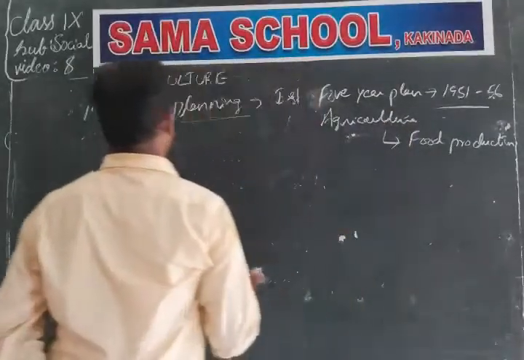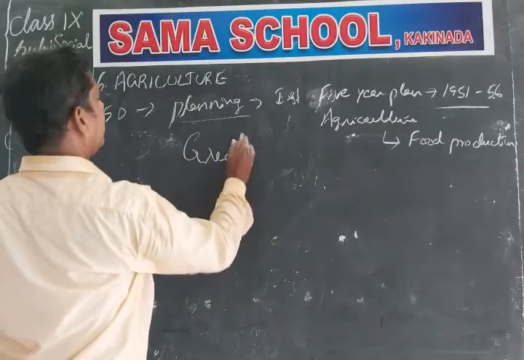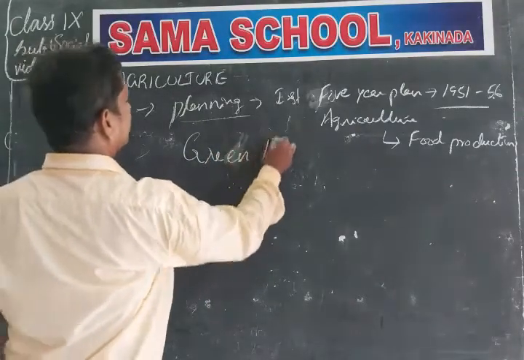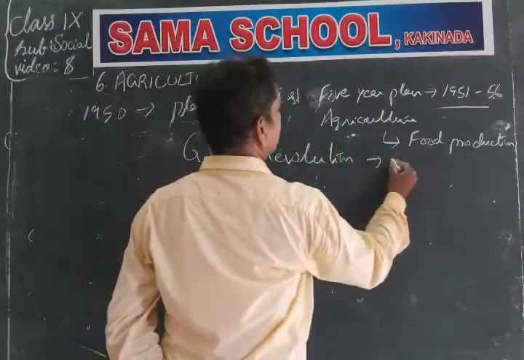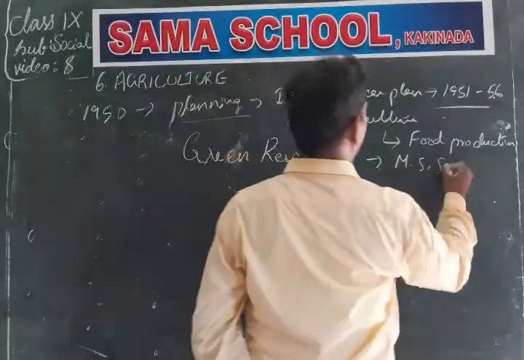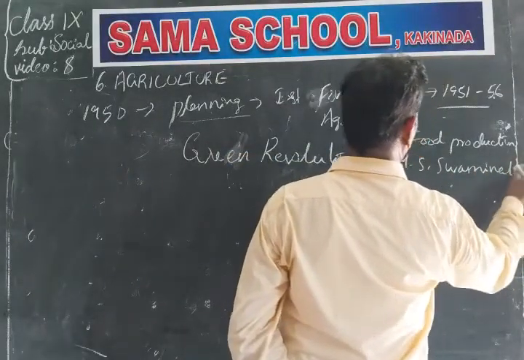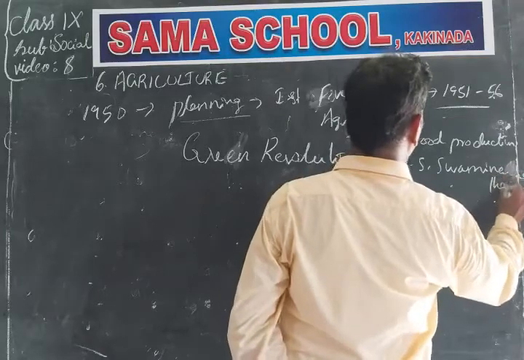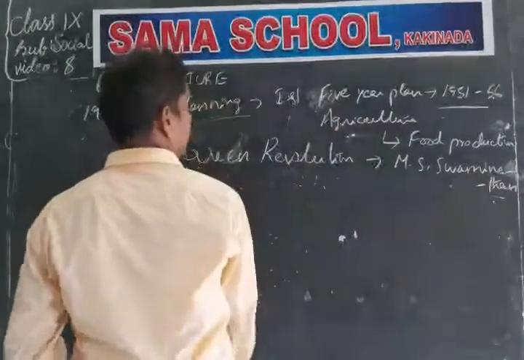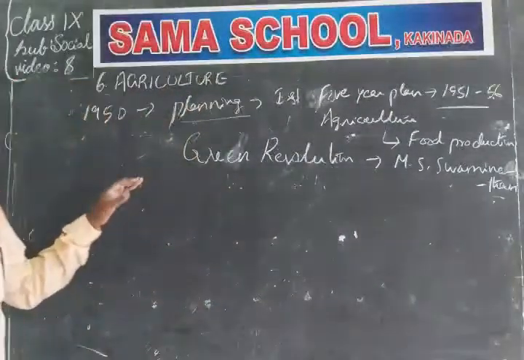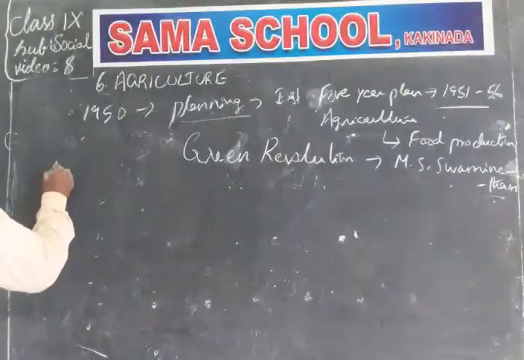For this we undertook a great achievement called the Green Revolution, suggested by M.S. Swaminathan. M.S. Swaminathan is the founder of this Green Revolution. This Green Revolution was carried out in our country in 3 phases.